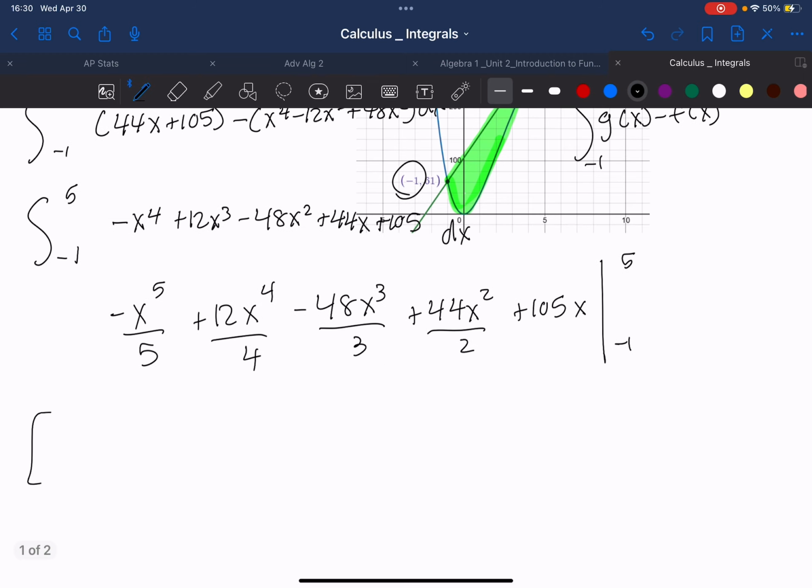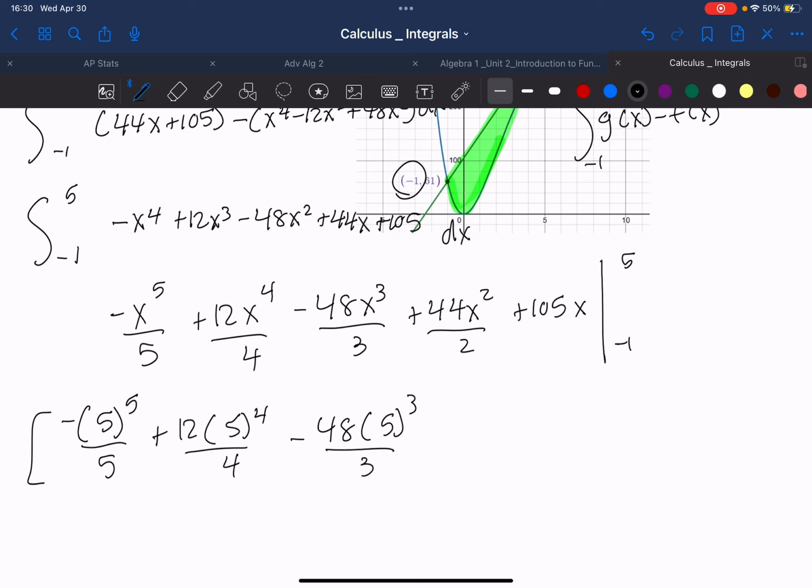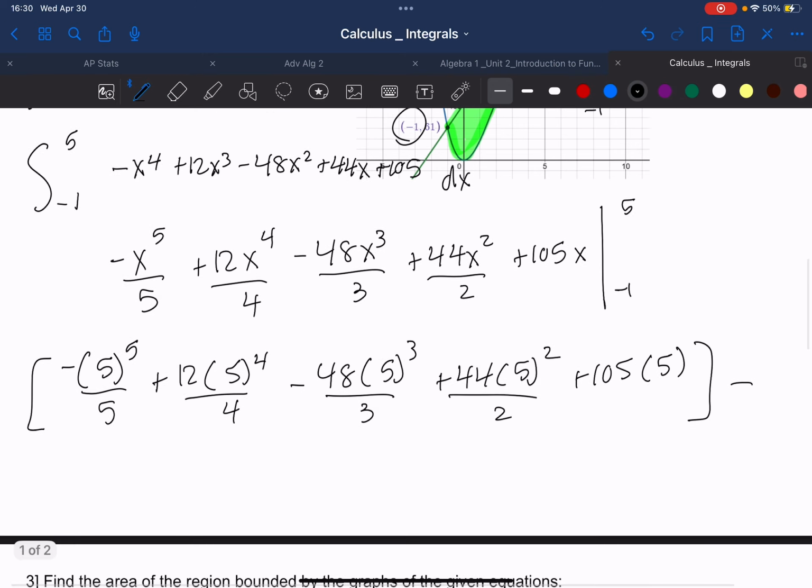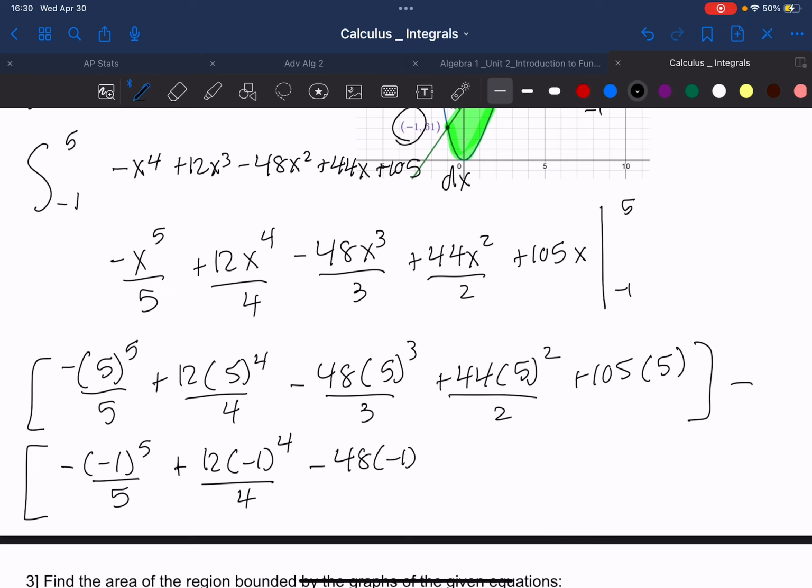So then plugging this in, I get -5 to the 5th power divided by 5 plus 12 times 5 to the 4th power divided by 4 minus 48 times 5 cubed divided by 3 plus 44 times 5 squared divided by 2 plus 105 times 5, minus, and then I'm plugging in the same thing but now -1, so -1 to the 5th power divided by 5 plus 12 times -1 to the 4th power divided by 4 minus 48 times -1 to the 3rd power divided by 3 plus 44 times -1 squared divided by 2 plus 105 times -1.